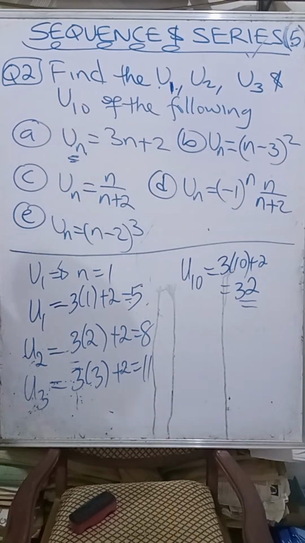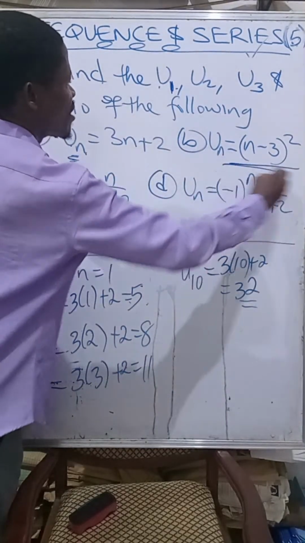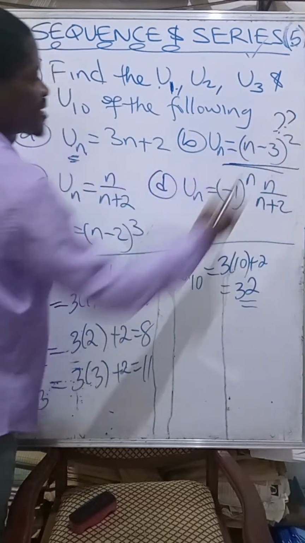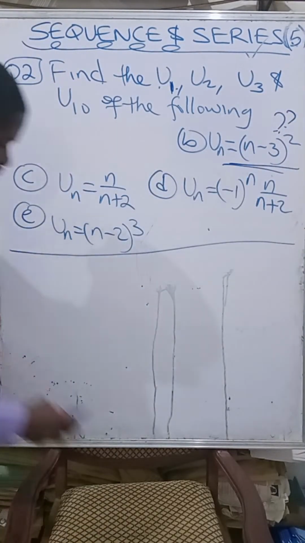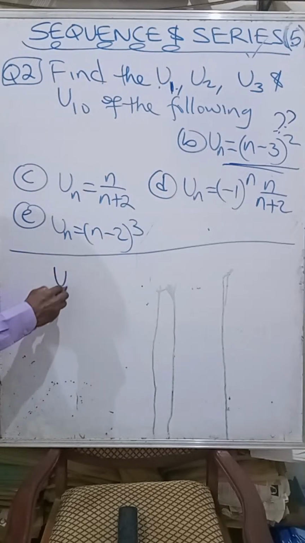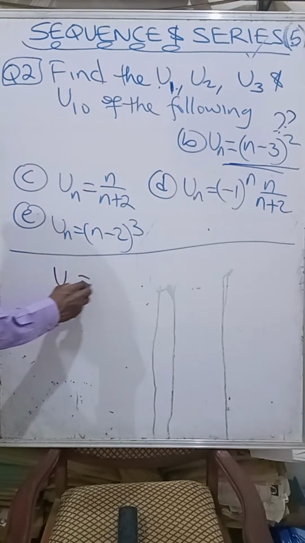We're going to do the second one. Okay, the second one, I want to see your answer in the comment section. Put the answer for B in the comment section. C, we have the general term is this formula.